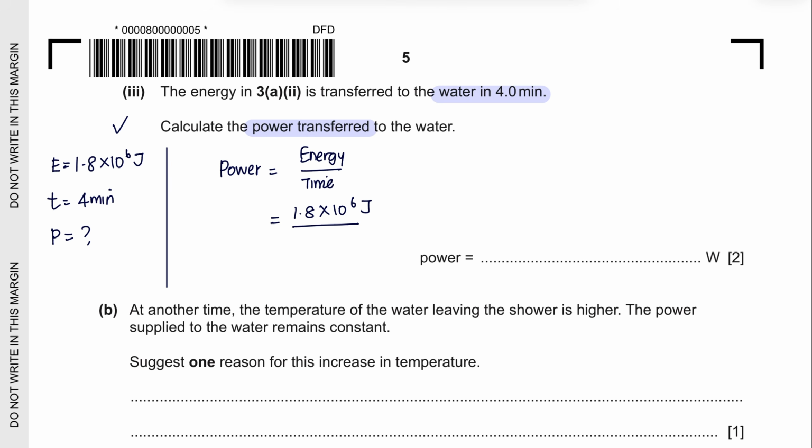However, the time given here is in minutes. In order for you to use this formula, you have to make sure that the time you use is in seconds. So that will be 4 minutes multiplied by 60 seconds, giving you a total of 240 seconds. And your power will be 7,500. This is in two significant figures, and the unit has been given to you, which is in watts.